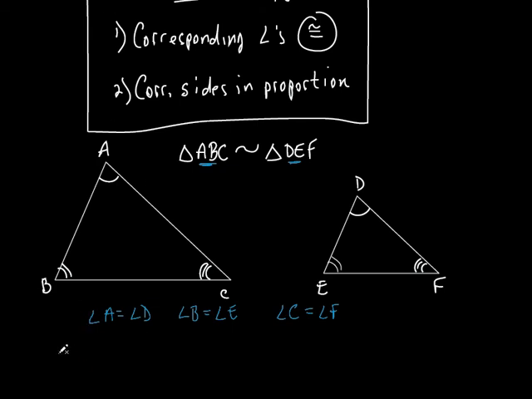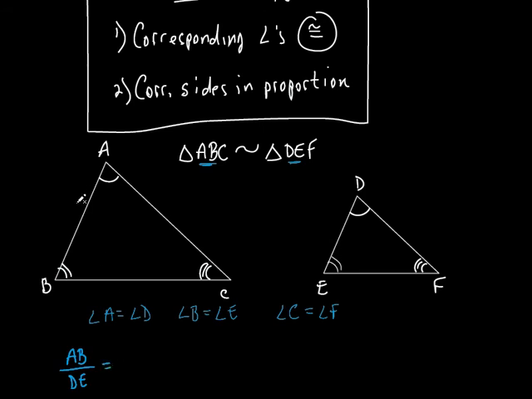Well, it means that we can set up some ratios. Watch this. So let's compare AB to its corresponding side. What corresponds to side AB over here? DE. So I'm going to put that underneath. Remember, we're making proportions, aren't we? And proportions are ratios set equal to each other.